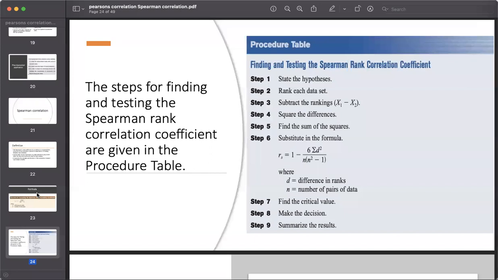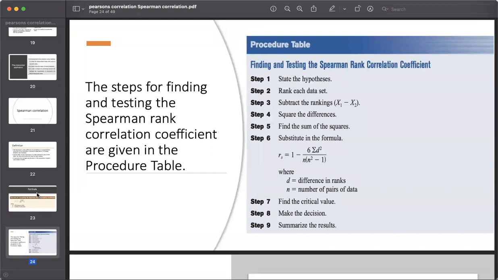Step one, first we state the hypothesis. Step two is to rank each data set. Step three, subtract the rankings, x1 minus x2. Step four, square the differences. Step five is to find the sum of the squares. Step six is to substitute in the formula.